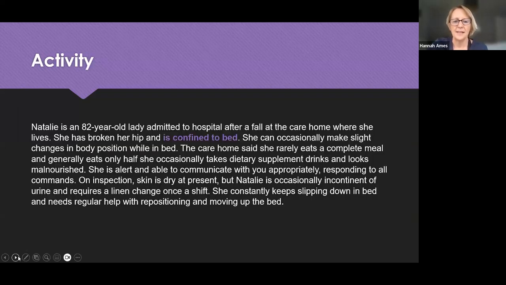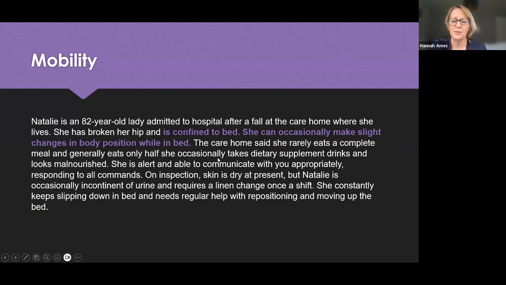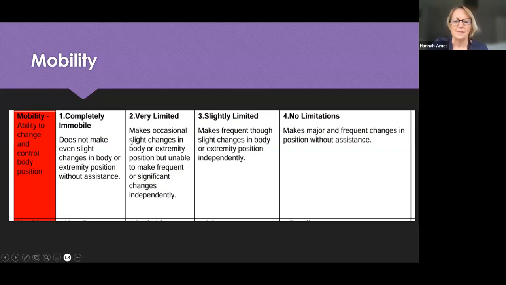Then we're going to activity. So we know she's broken her hip and she is confined to bed. So she's totally bed bound at the moment, and obviously not getting out and sitting in the chair. So that would mark her here, number 1, as confined to bed. Next there is mobility. So we know she's confined to bed, but what about her mobility in that bed? She can occasionally make slight changes in body position while in the bed. So it says she makes occasional slight changes. So that's going to put her here as number 2. It doesn't say makes frequent changes, okay?